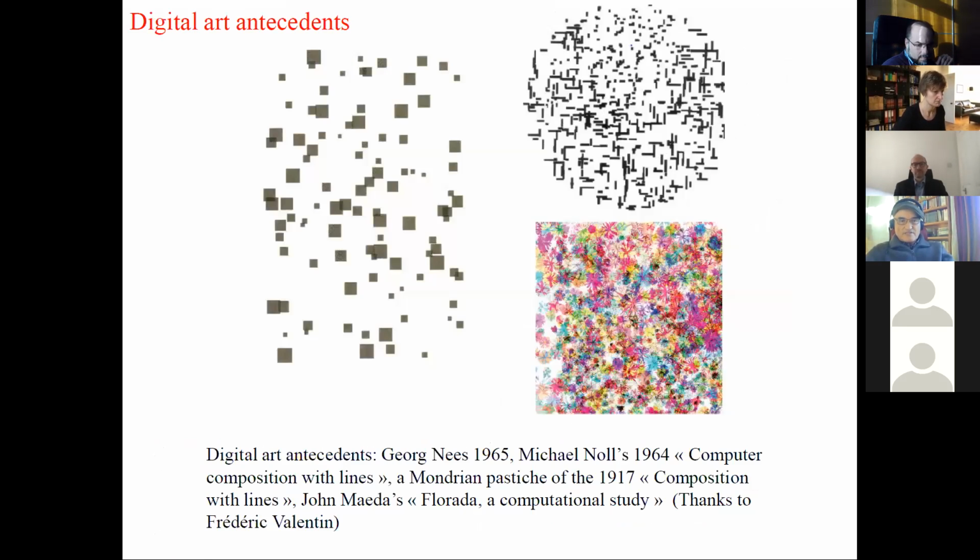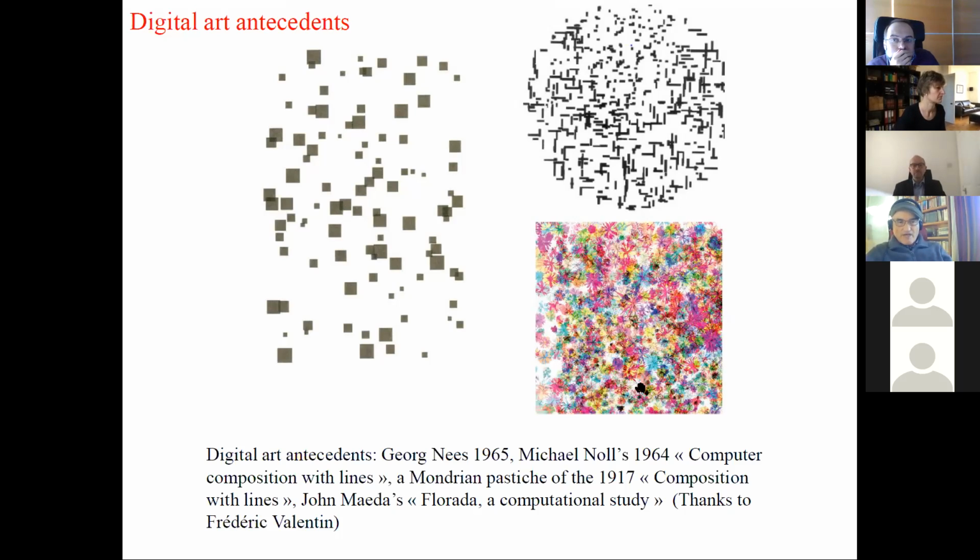But let's say in parallel, there are digital art antecedents, many, and this goes on now. There are a lot of artists trying to design images by computer. The first ones historically seem to be Georg Nees in 65, Michael Noll in 64, Composition with Lines. This one is interesting because it was actually a pastiche of a Mondrian painting. And then it was proposed to many viewers to decide which one was the best. And this one won over the Mondrian. But really, they look almost similar.